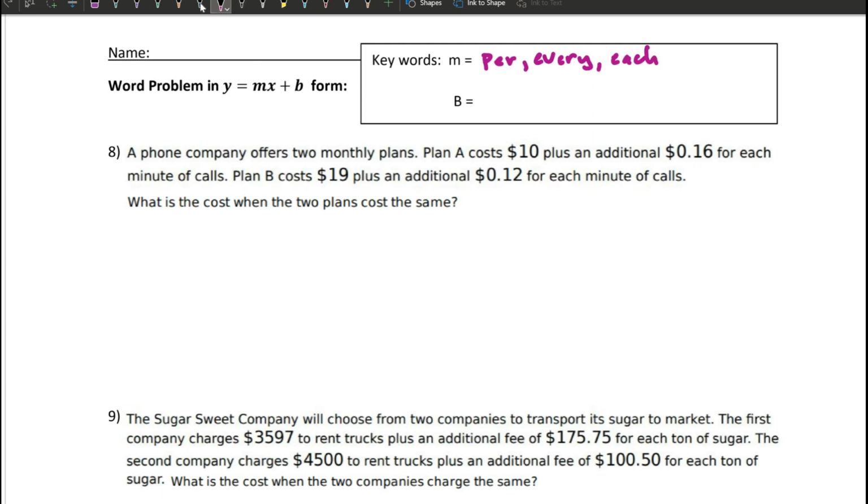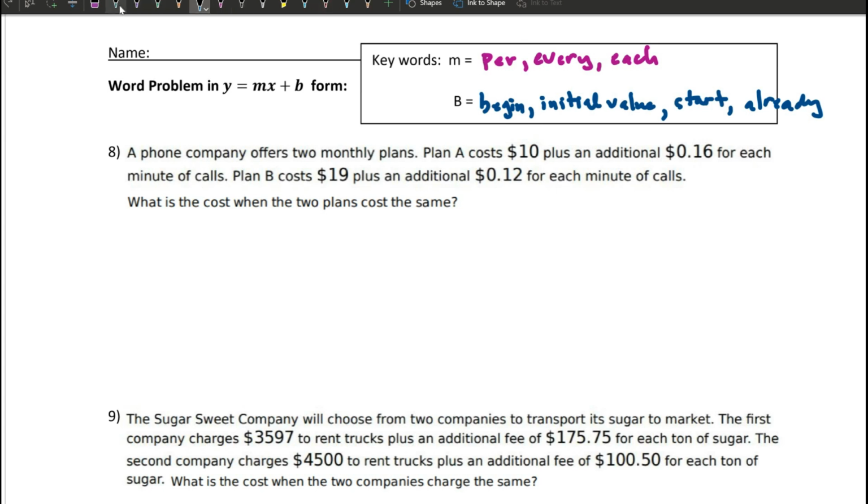Okay, b normally represents the beginning, the initial value. You start with something you already have. Any keyword that tells you it is the beginning or a one-time payment for something, only once, not continuing to pay like the slope.